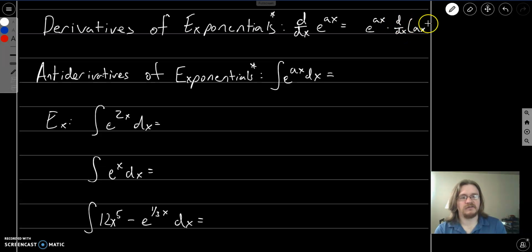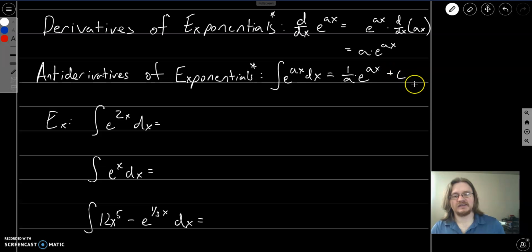Well, the derivative of a times x is just a. So this is going to be a e to the ax. So simplifying, the derivative of e to the ax is e to the ax times a. Well, for the antiderivative, we need to do the opposite of this. So if I take the antiderivative of e to the ax, it's going to be e to the ax divided by a rather than multiplying by a. So this is the inverse operation in there, and I can't forget my c.